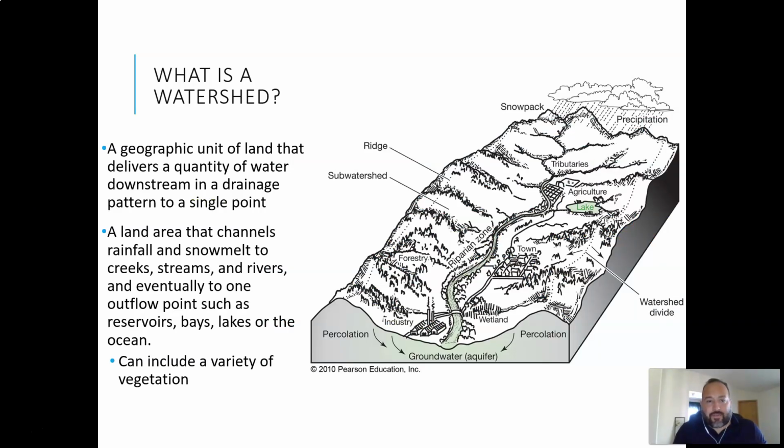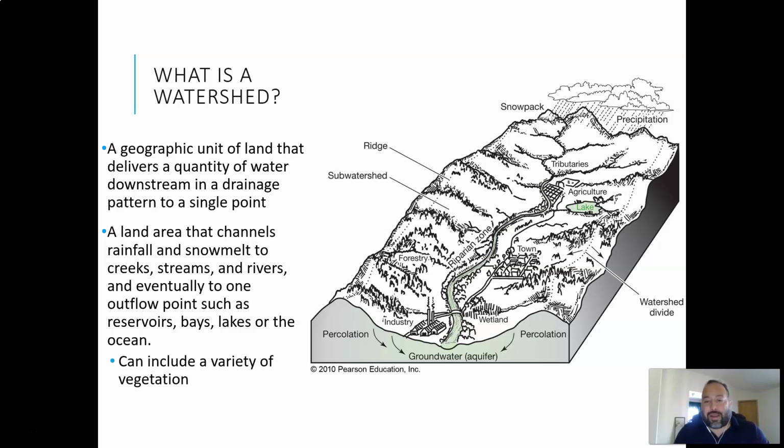So here's a different look at it, but a watershed is a geographic unit of land that delivers a quantity of water downstream in a drainage pattern to a single point, or an area of land where all the water channels or funnels to one single point. What is it channeling? Rainfall, snowmelt. Where is it channeling it to? Creeks, streams, rivers, maybe reservoirs, bays, lakes, but eventually all watersheds flow to the ocean.